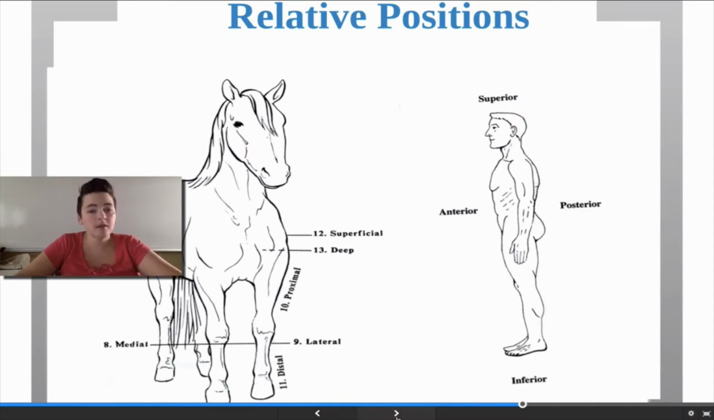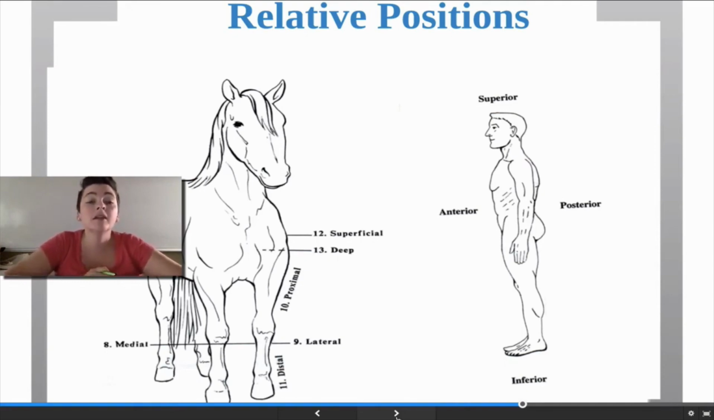Continuing with some relative positions, we have superficial and deep. Superficial would be towards the outer surface of the body, and deep would be more towards the core. So if we're thinking of a paper cut, it is superficial. It's on the outer surface of the body. If I was to do heart surgery, I would need to make a deep cut. So stabbing you in the chest with a knife is going to make a deep cut. Slicing you with a piece of paper is going to make a superficial cut.